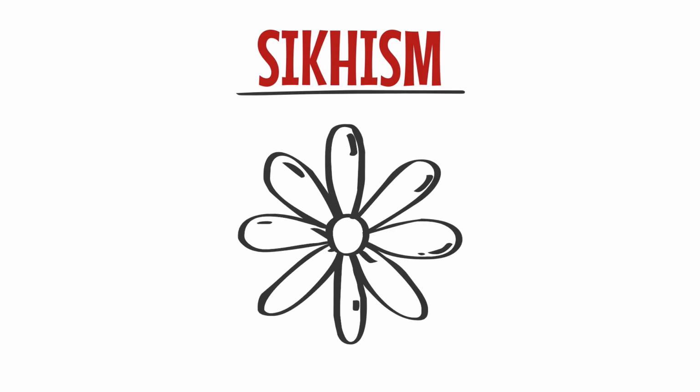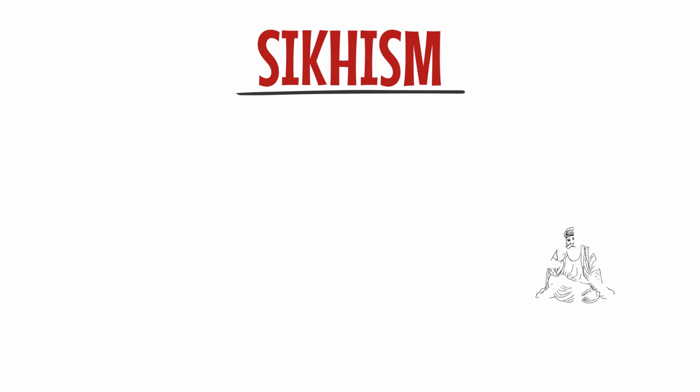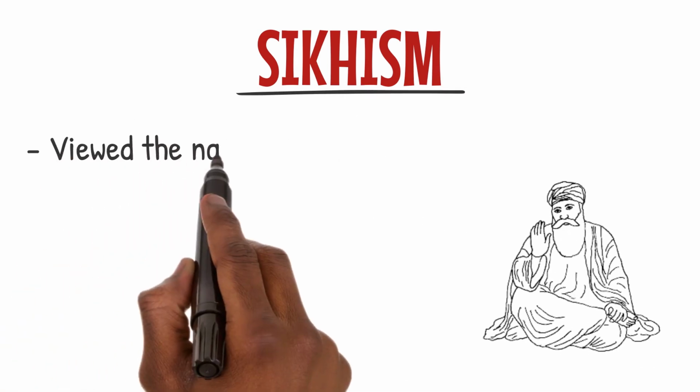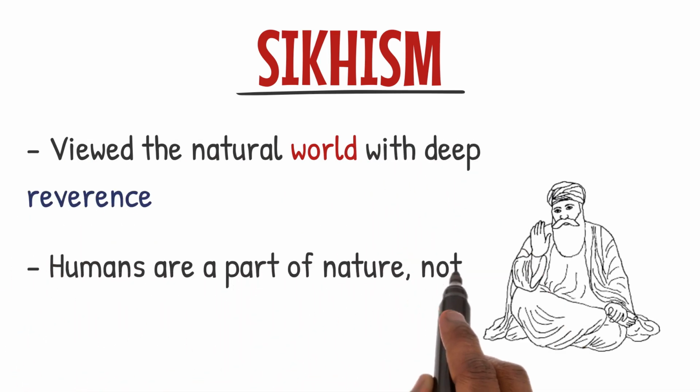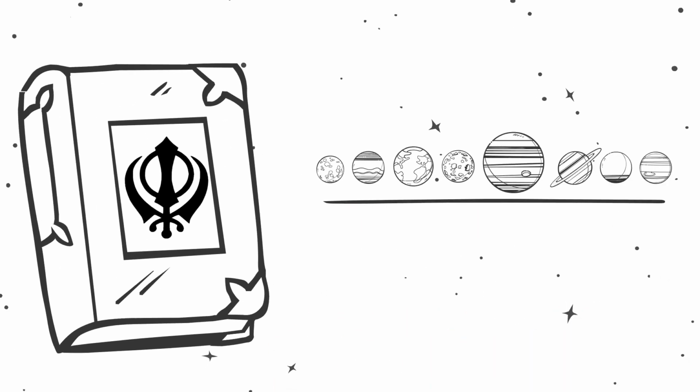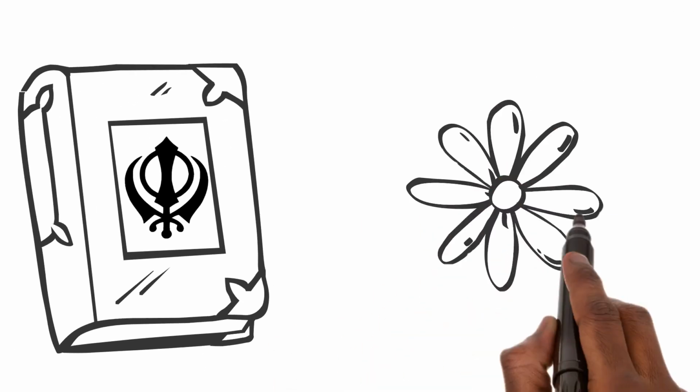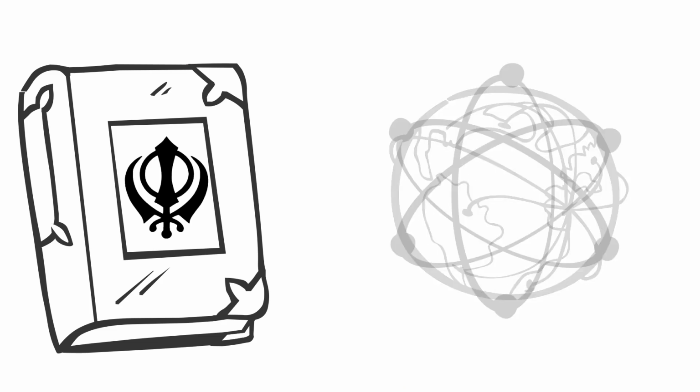In Sikhism, nature is divine. Guru Nanak Dev Ji viewed the natural world with deep reverence, teaching that humans are a part of nature, not above it. The Guru Granth Sahib describes the universe as God's creation, where every element of nature is interconnected and sacred.